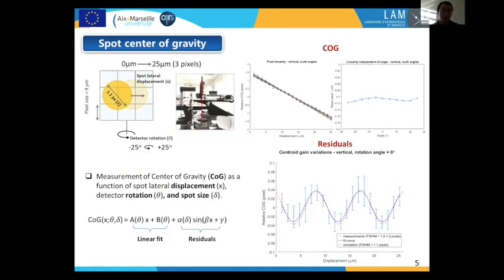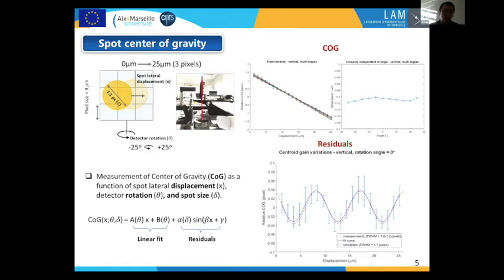And another camera measurement is spot center of gravity. The pixel size of the camera is 9 micrometers, and we acquire a spot of 1.1 pixels. We also rotate the camera from minus 25 degrees to 25 degrees, and at the same time let it move within 3 pixels at each angle.